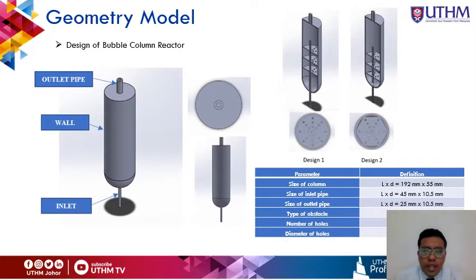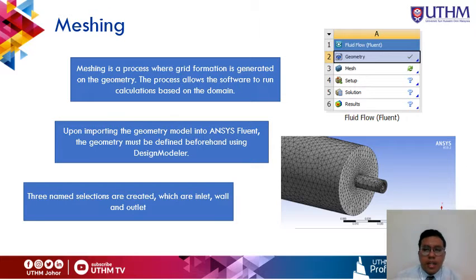And we have two different designs that we have used in the simulation. As you can see on the top right side is design 1 and design 2. The notable difference between them is the perforated plate that acts as the obstacle inside them. Next, moving on to the meshing. Meshing is a process where grid formation is generated on the geometry. The process allows the software to run calculation based on the domain.